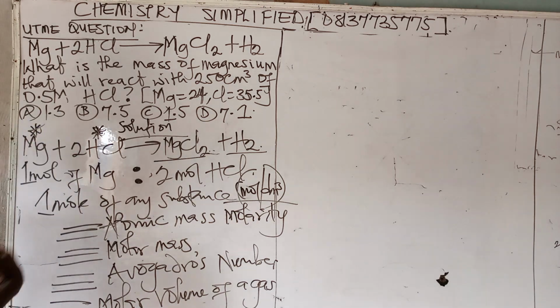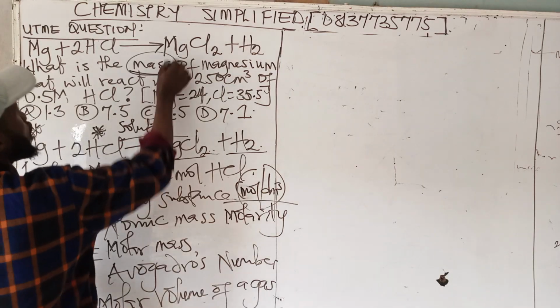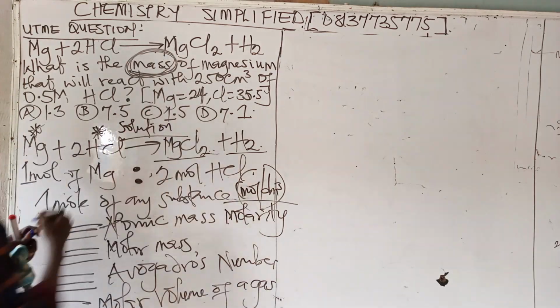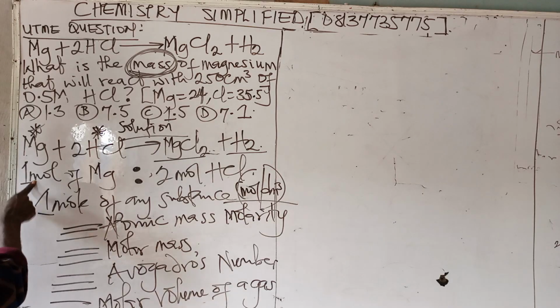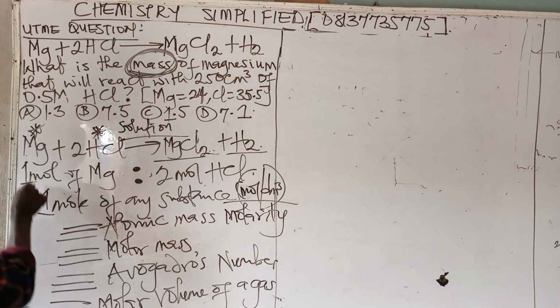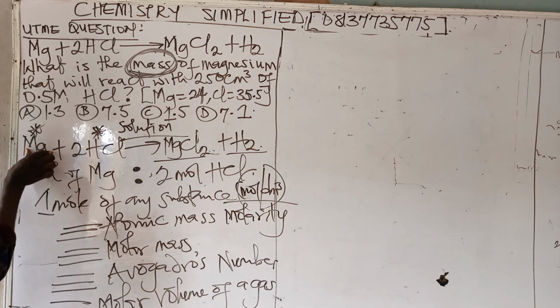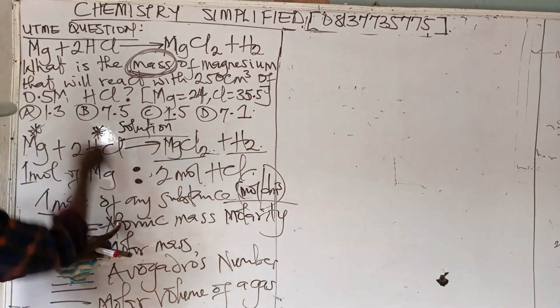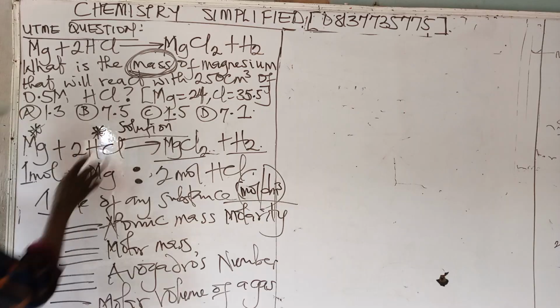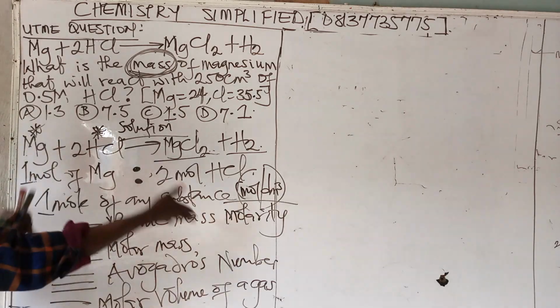Now, how are we going to solve this? So far we see mass in the question. That means we are going to work with mass. So far we know that 1 mole of this reacts with 2 mole of this. So how many mass? We are now going to work with the atomic mass of this and the molar mass of this. You look for the atomic mass of an element and the molar mass of a compound. Do you understand? Compound or molecule.